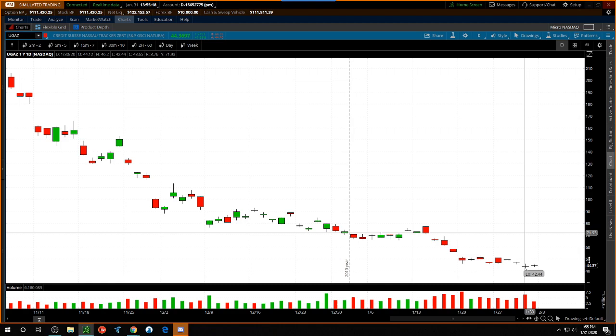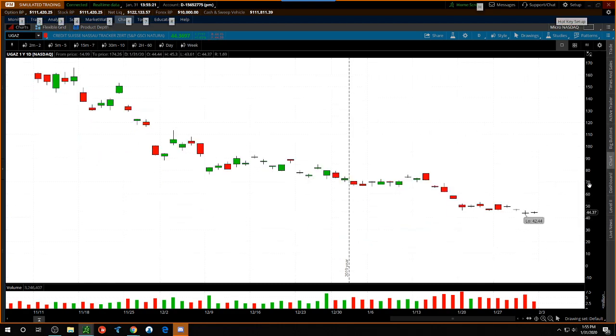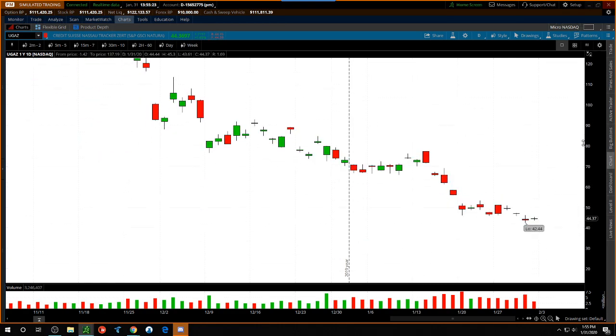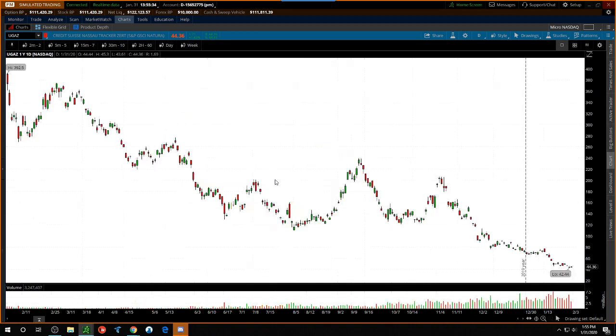This is an ugly mess to trade. The trend is clear though. Can't argue with that.